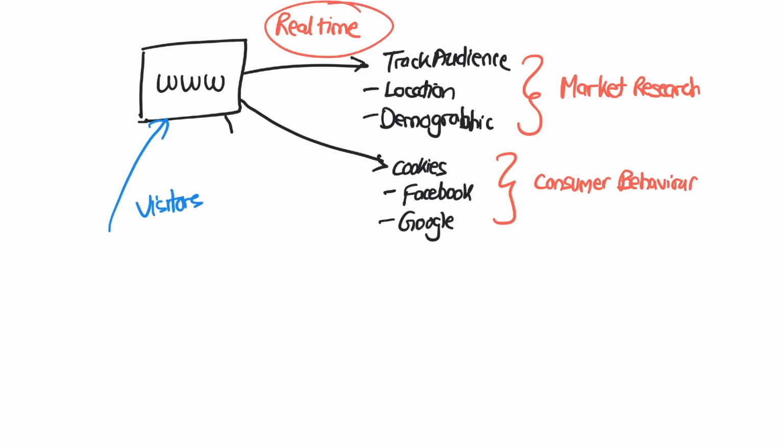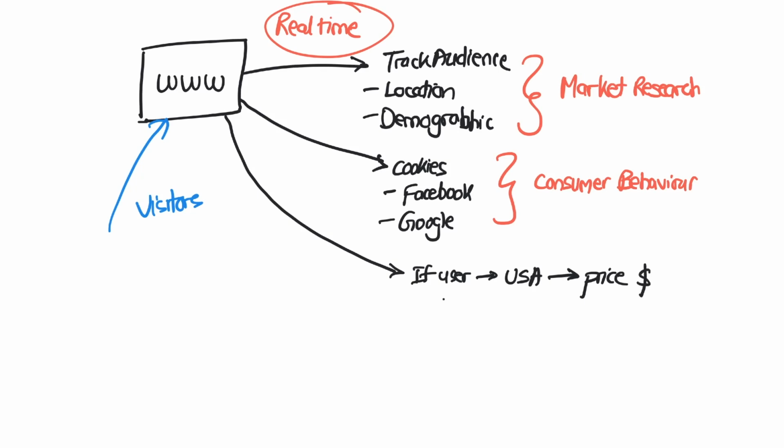Then, for example, suppose you say that if the user is from the USA, I would want to show him the price in US dollars. Whereas if the user is from India, then I would want to show him the price in rupees. Now, what exactly is happening over here? You are basically altering your pricing strategy in real time. So all of this is happening at the same time.